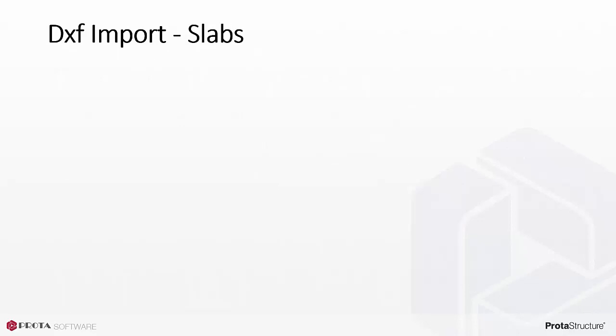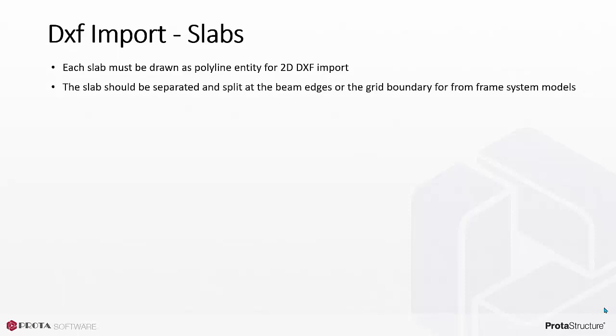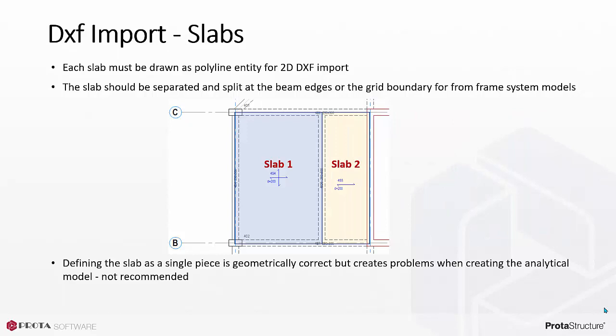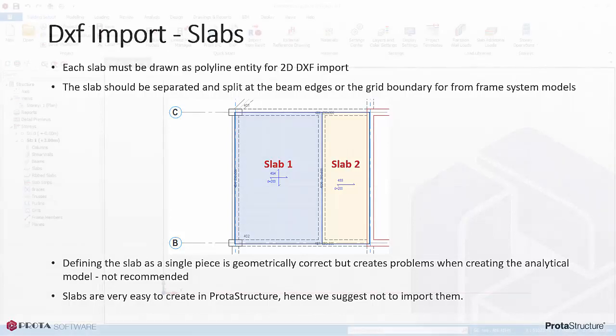DXF import, slabs. Each slab must be drawn as a polyline entity for 2D DXF import. The slab should be separated and split at the beam edges, or the grid boundary, for frame system models. Defining the slab as a single piece is geometrically correct, but creates problems when creating the analytical model. Hence, it's not recommended. Slabs are very easy to create in ProtaStructure. Hence, you may find it more productive to create slabs in ProtaStructure than to import them.